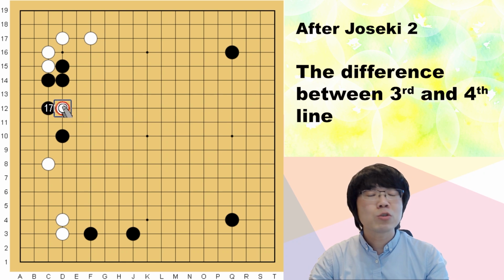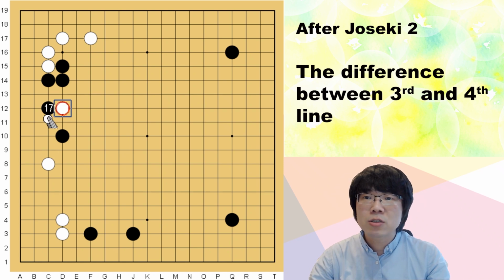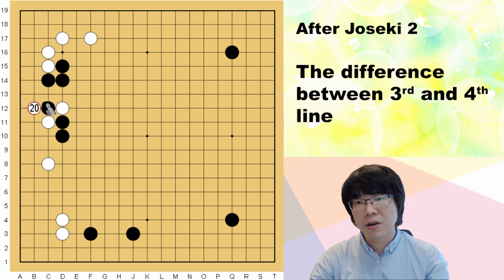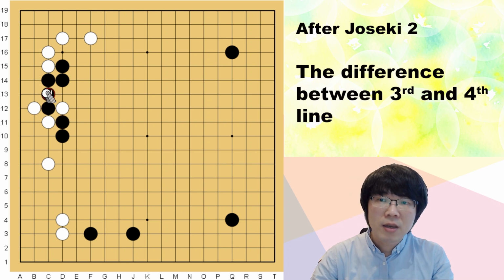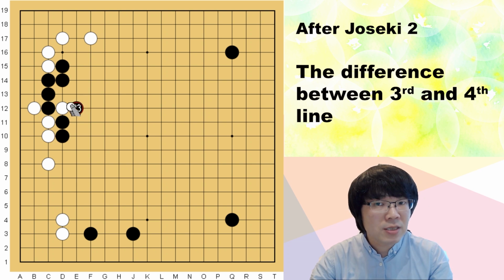Which means you are not going to save this one stone. You have to sacrifice this one stone. White just has to hane, and black has to cut, and then atari here. Black has to connect, right? And then you can just connect here. If black just captures, this is a big mistake.